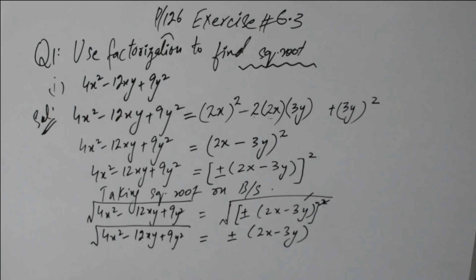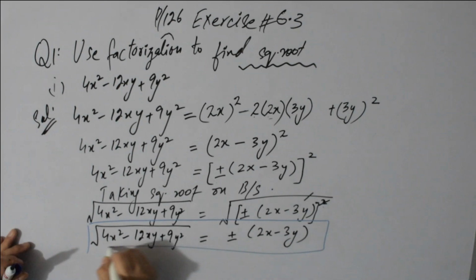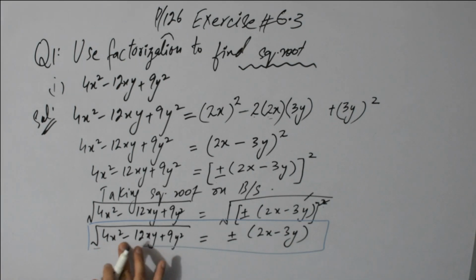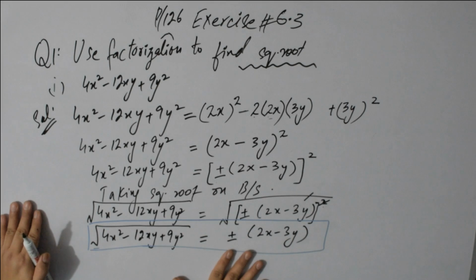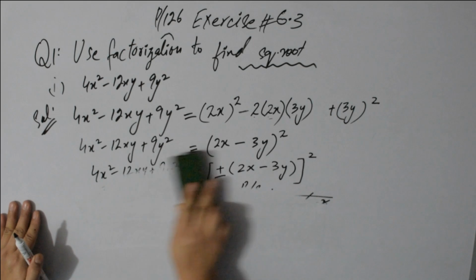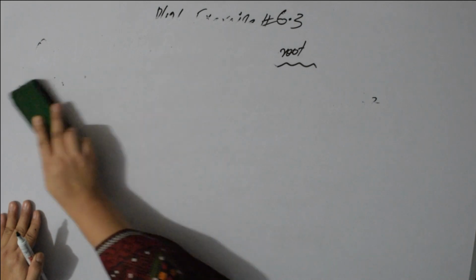2x minus 3y. Make a box on your last answer. So this is the answer of your first part, that is, find square root by factorization. This is the way you can find square root by factorization. I hope students it is clear to you. Now come to its second part. If you are still confused, I hope you can understand it by doing its second part.